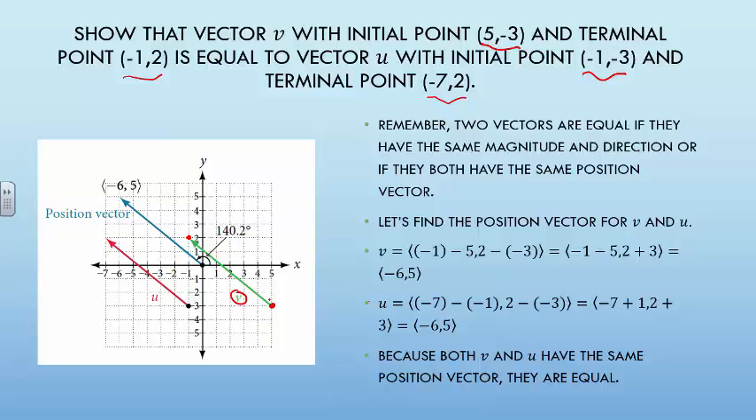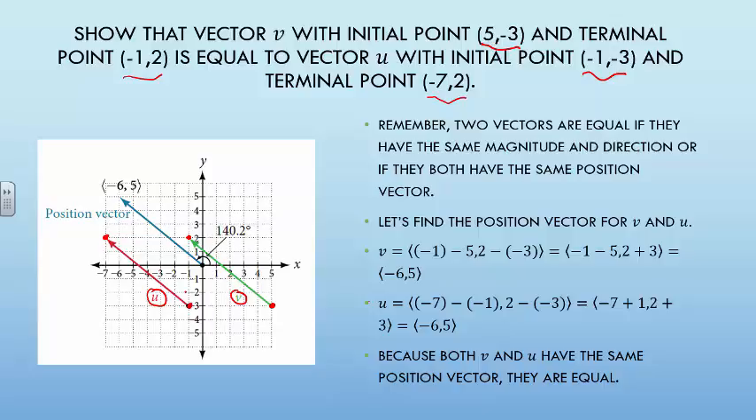Drawing vector u, initial point negative 1, negative 3. Terminal point negative 7, 2, over to negative 7, up to 2. And here we have that vector u drawn in space for us. So remembering that two vectors are equal only if they have the same magnitude and direction, or if they both have the same position vector. For this problem, let's calculate the position vector for both and see if they're equal.